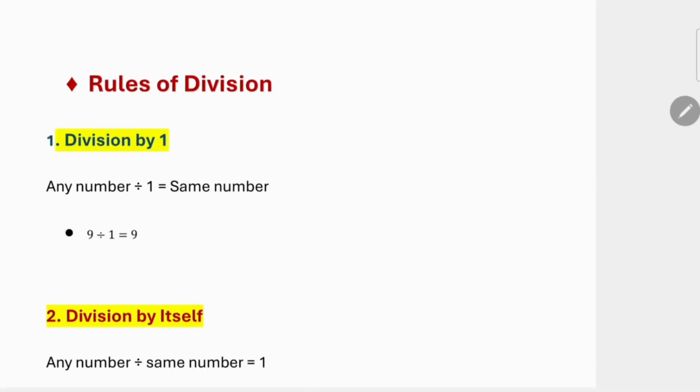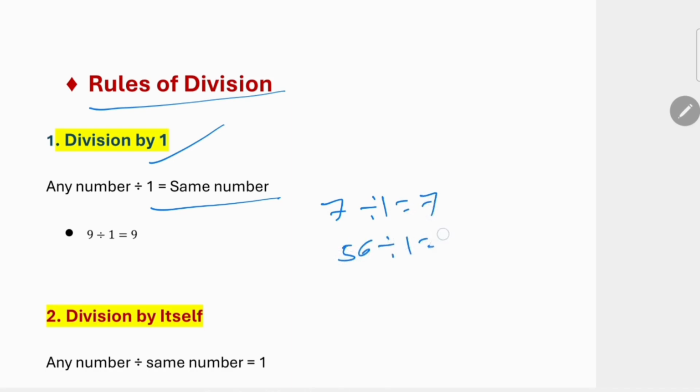Is it clear? Then we discuss the rules of division. The first one is division by 1. Any number divided by 1, we get the same number. For example, 7 divided by 1 is equal to 7. 56 divided by 1 is equal to 56. 156 divided by 1 is equal to 156. In all those cases, we get the same number when dividing by 1.